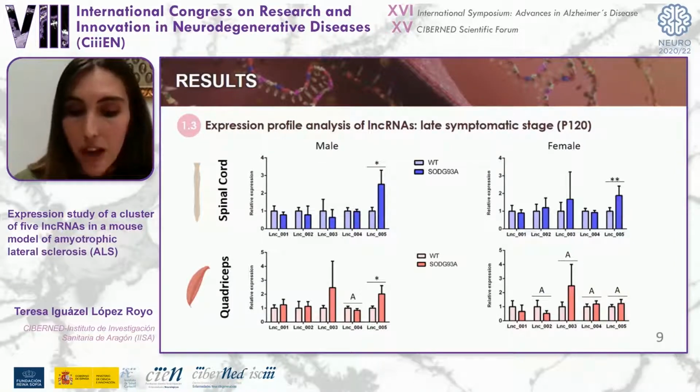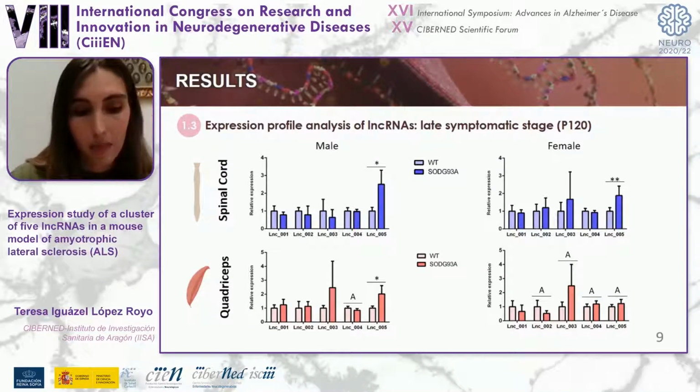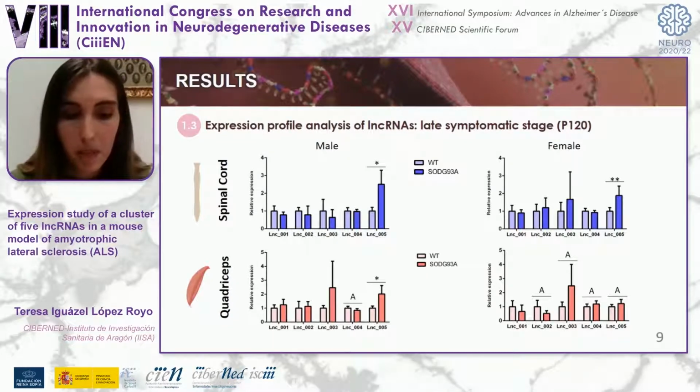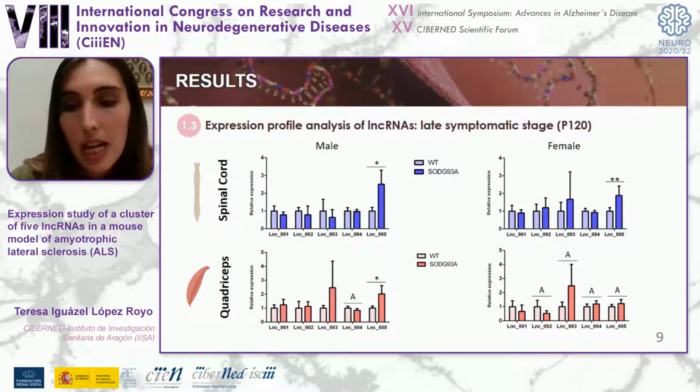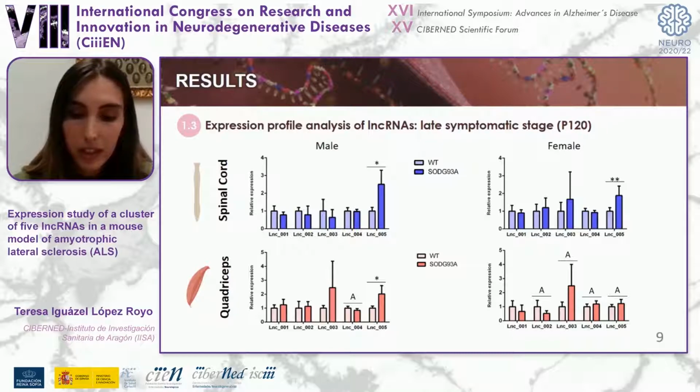And lncRNA 5, in which no significant differences in expression had been detected until now, becomes significantly increased in both the spinal cord and muscle of males and females. Temporal patterns of expression for each lncRNA are likely related to different processes that are relevant at distinct stages of the disease.